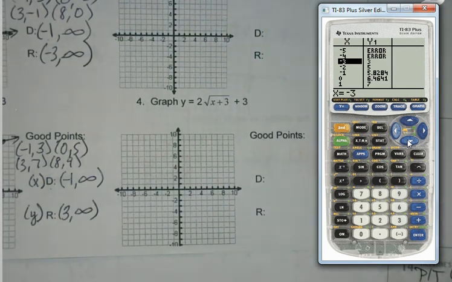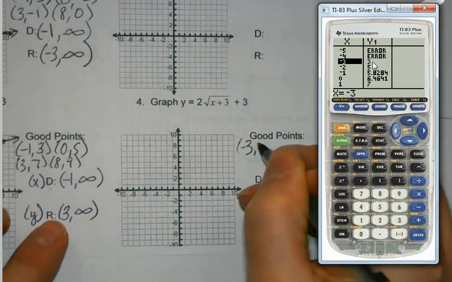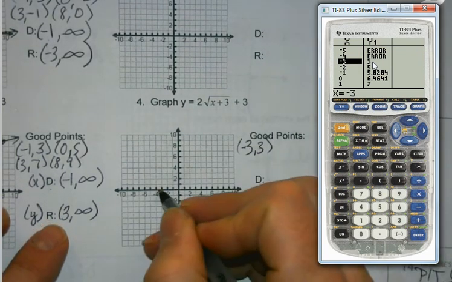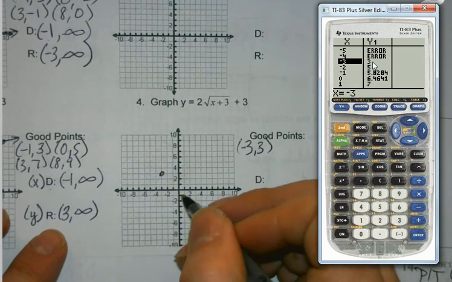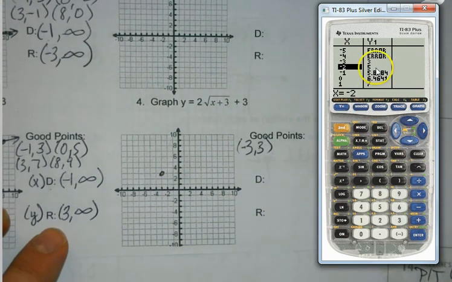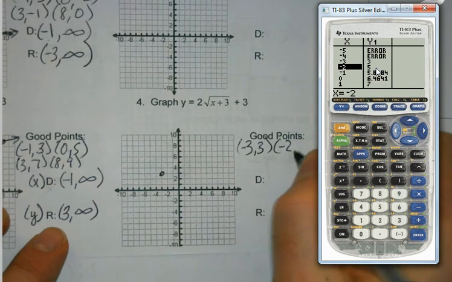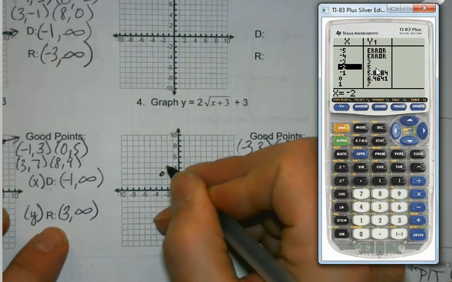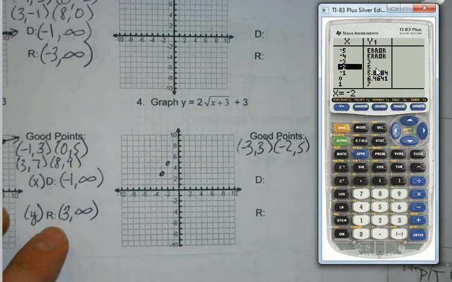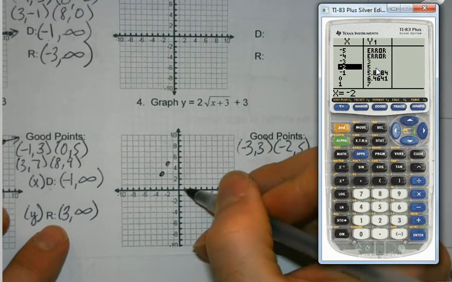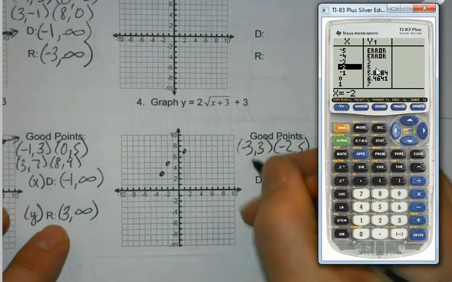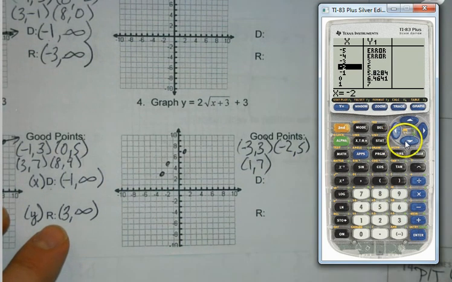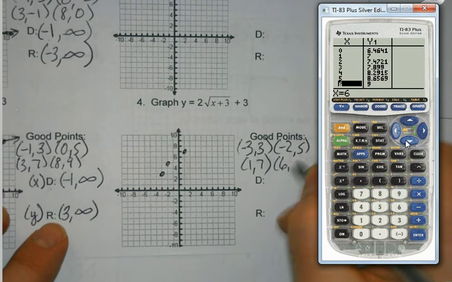So again, once I find that error message, I'm going to plot my points here. So I got negative 3, 3. So I'm going to go left 3 and up 3. Put a dot. I've got one at negative 2, 5. And 1, 7. Let's see if they give us any more here. And 6, 9.